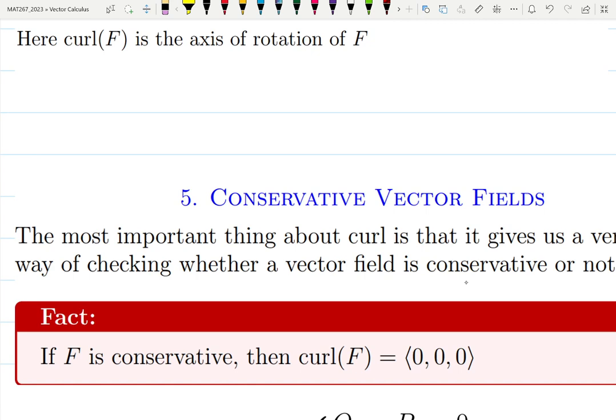The most important about the curl, it gives us a very elegant way of checking whether a vector field is conservative or not. We already had the way to check to get the 0 thing, so we're gonna do that as well in 3 dimensions. So F is conservative if curl is 0, 0, 0.